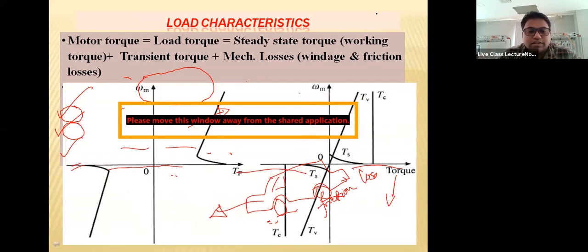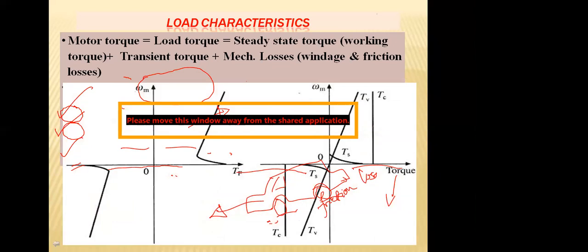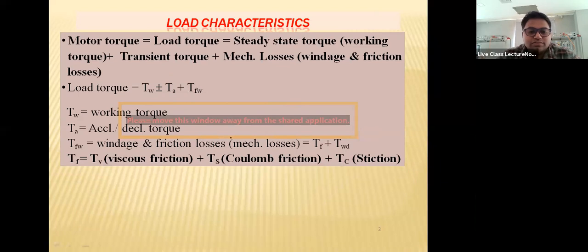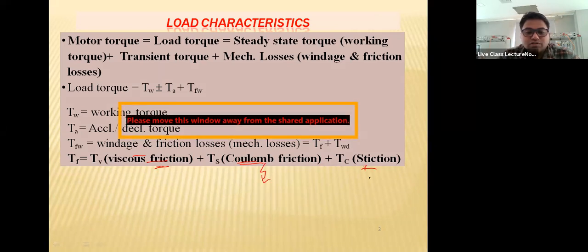We actually have a chart for that. Please move this window from the shared application. So in the next class, we will be talking about these three things: the viscous friction, the Coulomb friction, and the stiction, right? Viscous friction will be the air drag. The Coulomb will be the stickiness with which the load is attached to the ground, and the stiction force is a constant. So we'll talk about it in the next class.